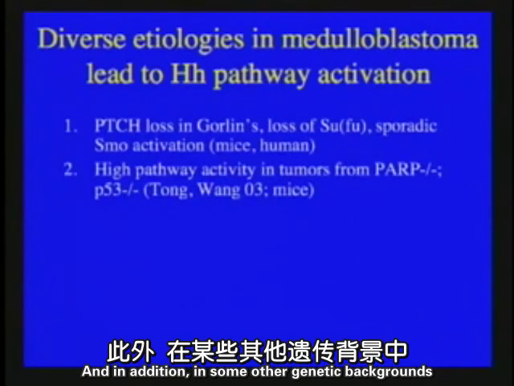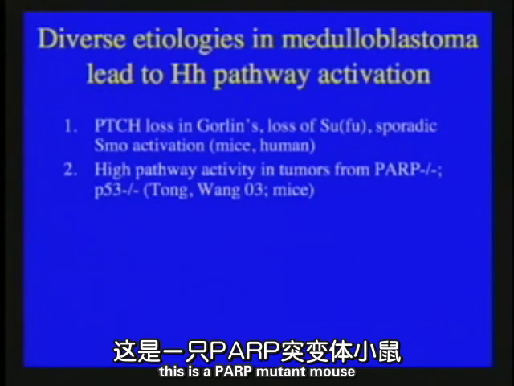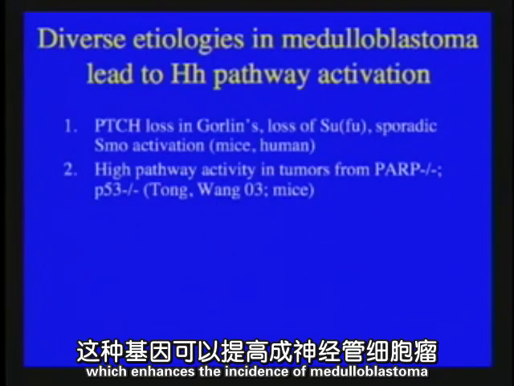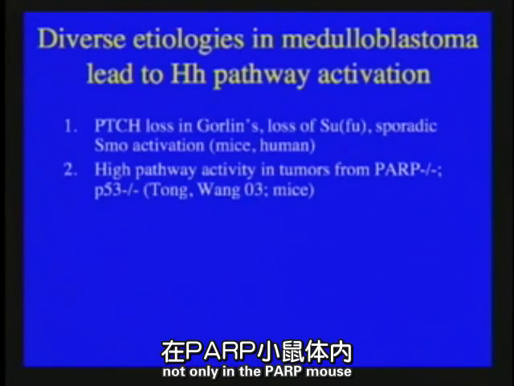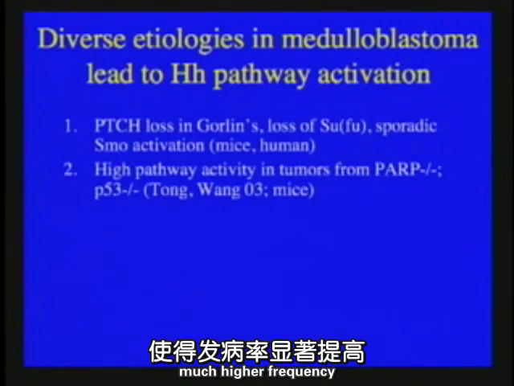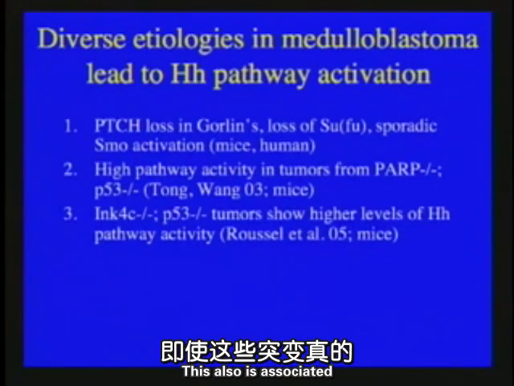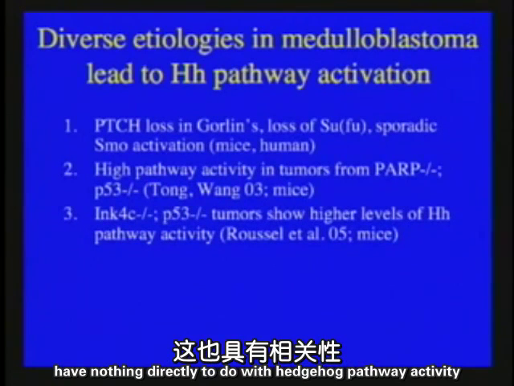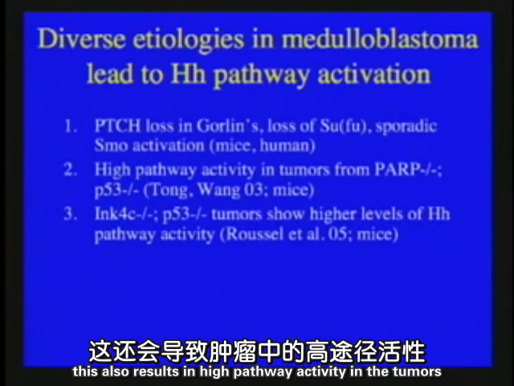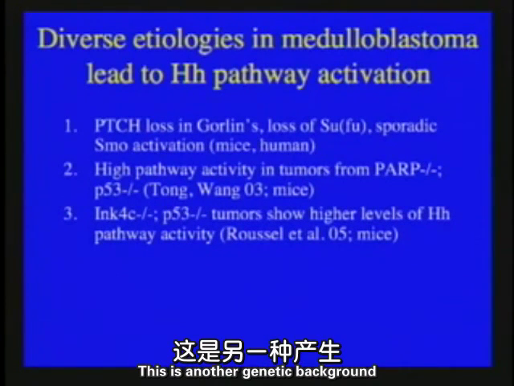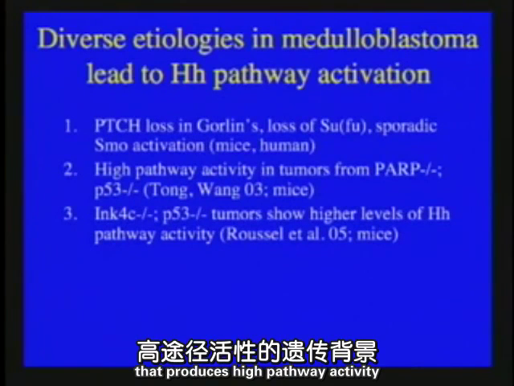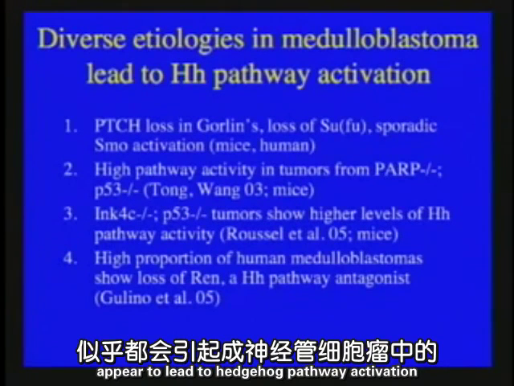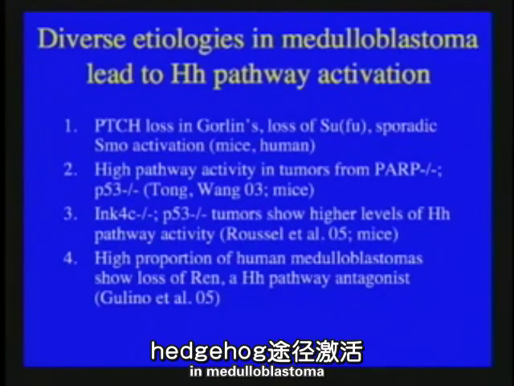In addition, in some other genetic backgrounds, this is a PARP mutant mouse, also lacking p53, which enhances the incidence of medulloblastoma, not only in the PARP mouse, but also in the patched heterozygous mouse, at much higher frequency. Even though these mutations really have nothing directly to do with hedgehog pathway activity, this also results in high pathway activity in the tumors. This is another genetic background that produces high pathway activity. So all roads, or many roads at least, appear to lead to hedgehog pathway activation in medulloblastoma.